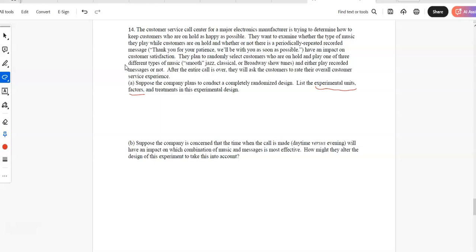two different factors. Oh, I didn't think about this. So now you think about it, okay, so there were actually three different musical types, but there's also two different options, whether or not there is a specifically recorded message. So there's one that's a thank you for that or not, right? I think. Let me see.